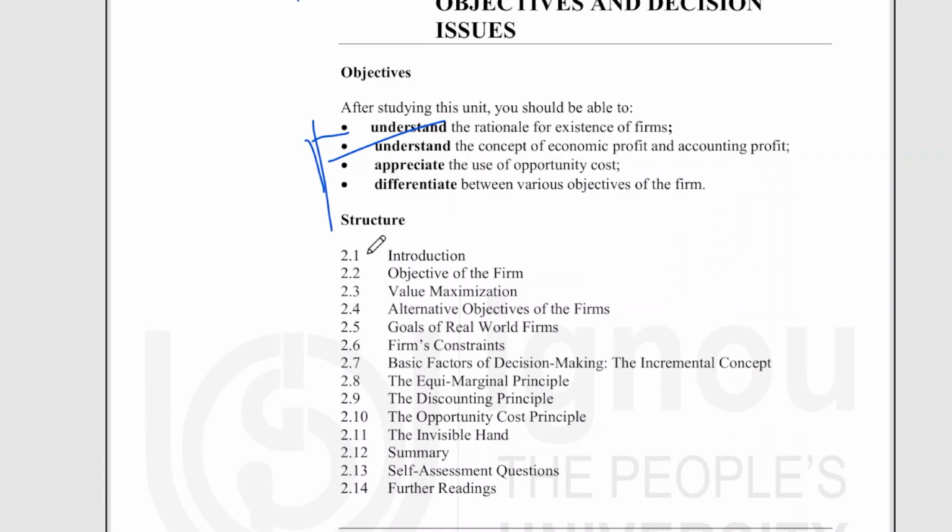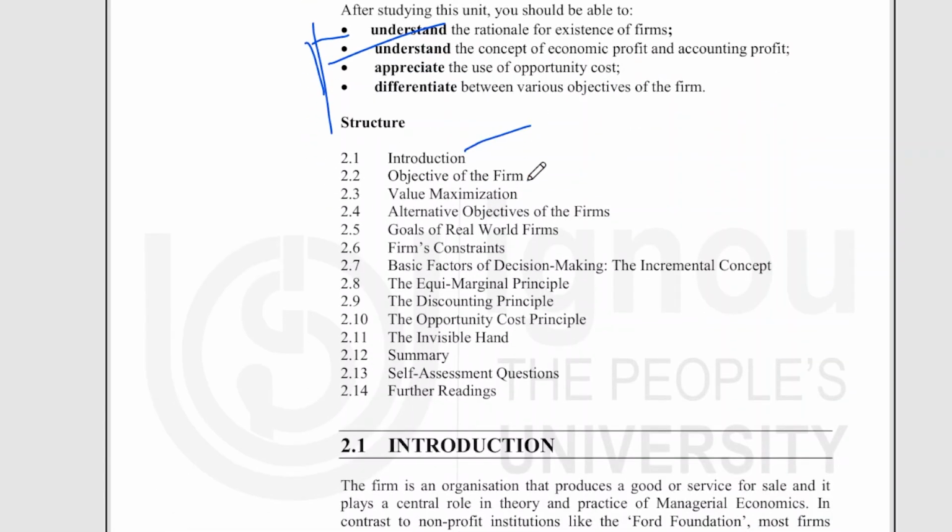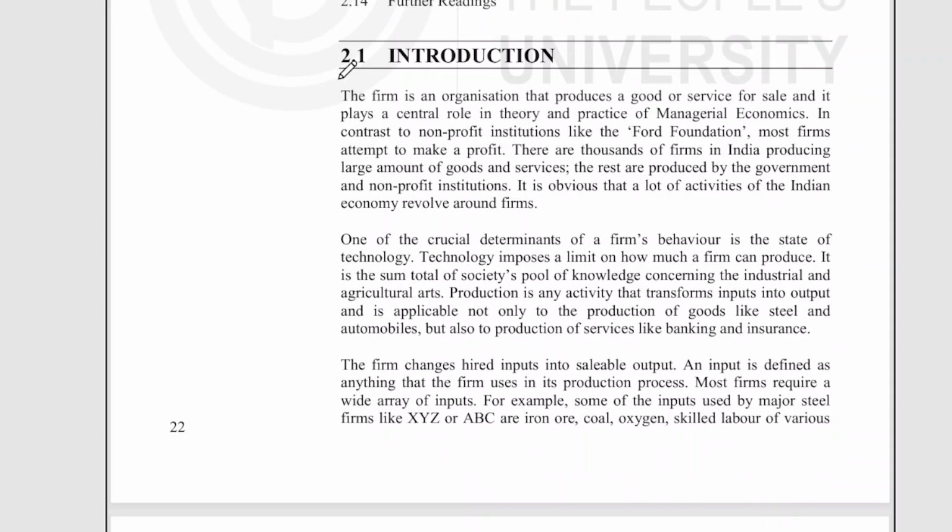These are the objectives. Structure: there is an introduction part, objective of the firm, value maximization, and alternative objectives of the firm, goal of the real world firm constraint, basic factors of decision making, that is the incremental concept, the equi-marginal principle, the discounting principle, the opportunity cost principle, the invisible hand, summary, and self-assessment questions also in this unit. Okay, so let's begin with the introduction part.